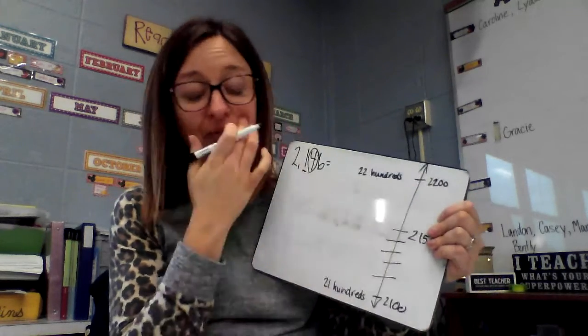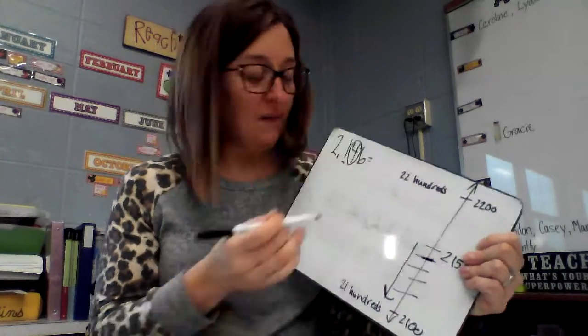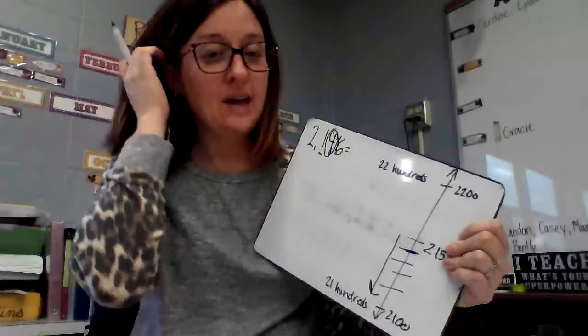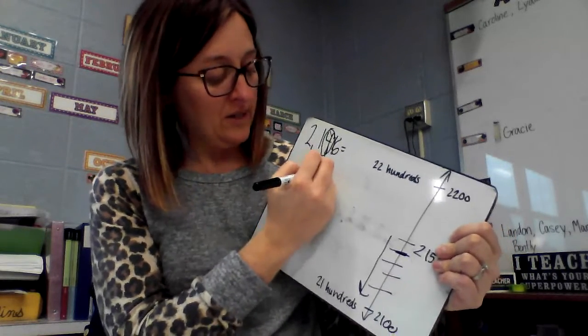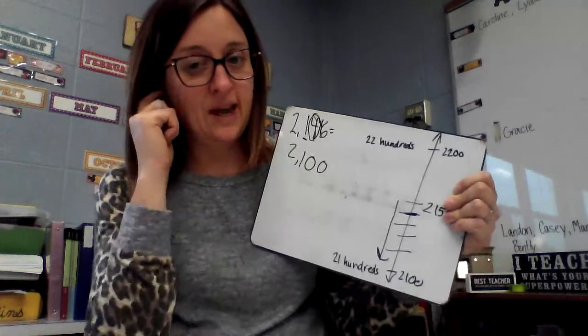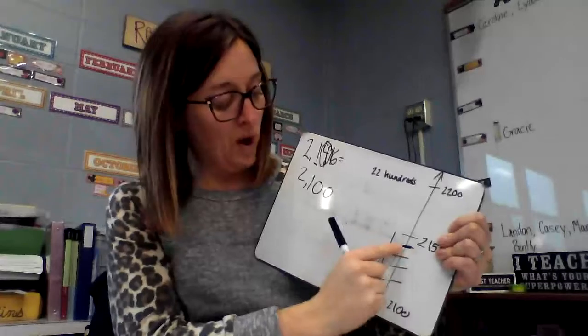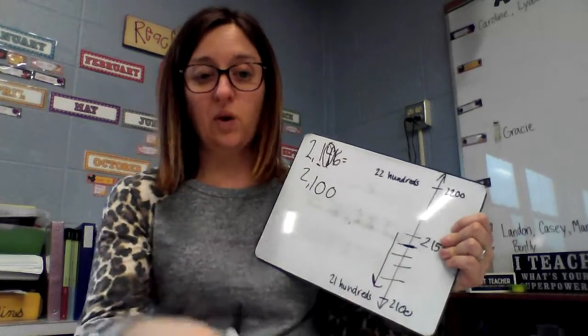So that 4, which is right here, is going to make this number go down. It doesn't have any power, so it just kind of goes away. And it goes down to that 1. And the rest of the numbers become 0. But I cannot forget that 2. That 2 has to stay the same. So 2,146 will round down to 2,100.